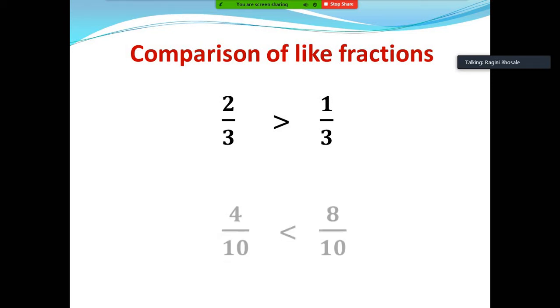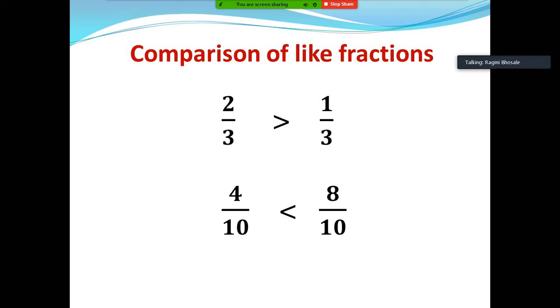Let's take another example, 4 upon 10 and 8 upon 10. Here also we have the same denominator, so both are like fractions. So we are going to compare with the numerator only. In the first fraction we have 4 and in the other fraction we have 8. We know that 8 is bigger than 4. So the second fraction, 8 upon 10, is bigger than 4 upon 10. Now we know all these things: like fractions, unlike fractions, comparison of like fractions.